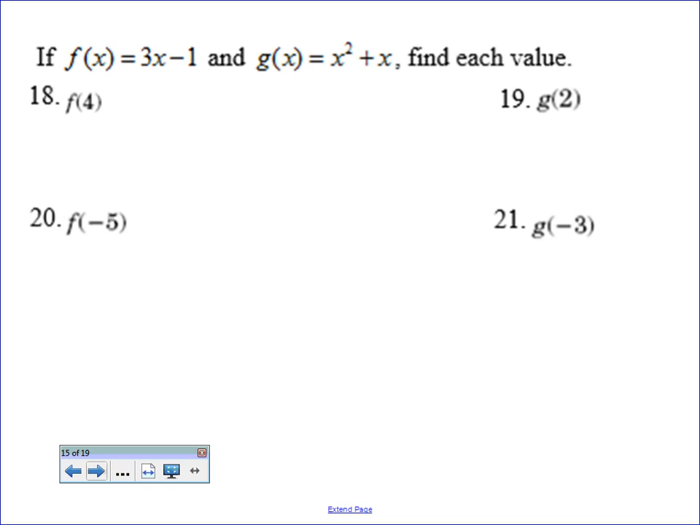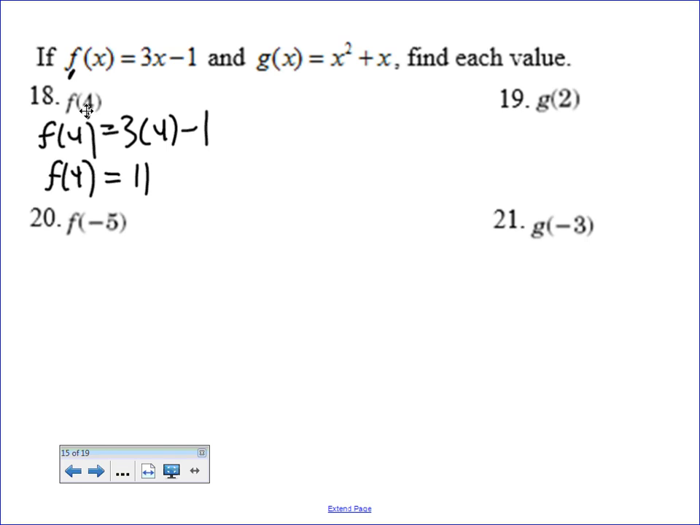All right, for 18, 19, 20, and 21, this is easy. We're just using function notation, and so it's very similar to what we were just doing in the table. What they're asking us to do is to plug 4 in for x into the f function. So f of 4 is going to equal 3 times 4 minus 1, which is 11. So we would say f of 4 equals 11. Over here, we're saying plug 2 in for x, but the g means I'm plugging it into the g function. So g of 2 equals 2 squared plus 2. So g of 2 equals 6.